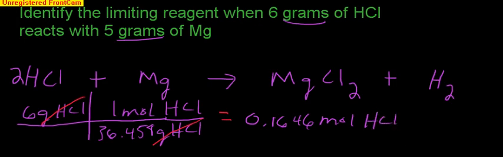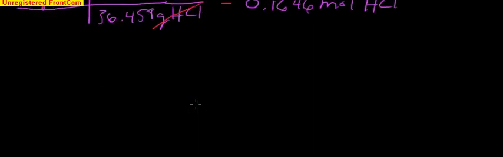So moles of HCl. This is going to be the first number that I look at. Now that I've got the moles here, let's go ahead and find out how many moles that 5 grams of magnesium are also. Let's scroll down and make a little bit of room here. Once again, I'll use the factor label method. They give me 5 grams of magnesium to start with.